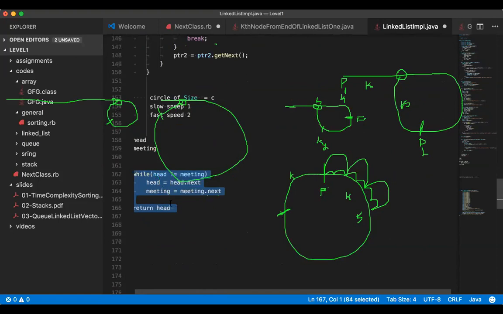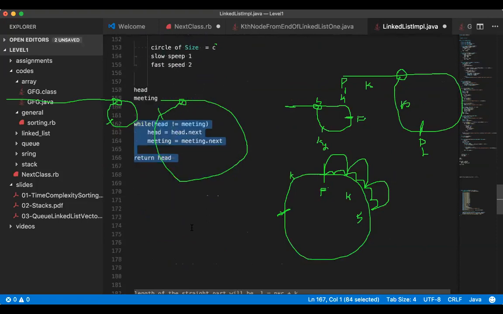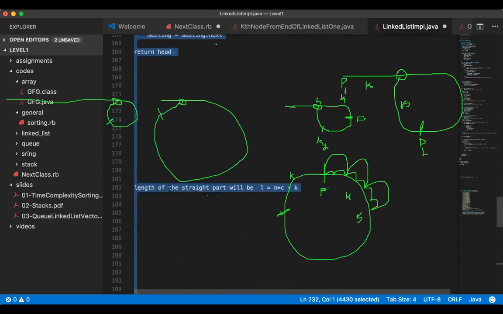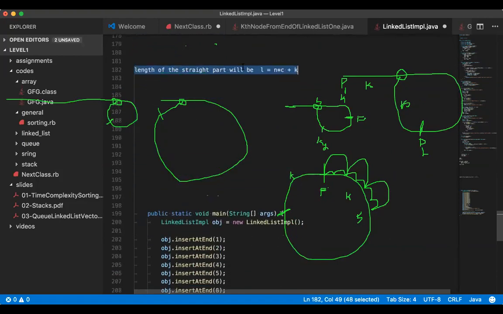Okay, guys, do you get this solution? By the way, what I'm doing here? Yes, Praveen. Okay, so this thing can be proved. Yes, this is correct. If they meet, that is the starting point of the circle. To prove that is correct, we have to prove this line. If we prove this line, that solution will work. The length of the straight part of the linked list is L, which is equal to n times C plus K, where L is the straight part of the linked list, C is the size of the circle, and K is the length from where they met till the starting point. Given these three things, we can prove it.